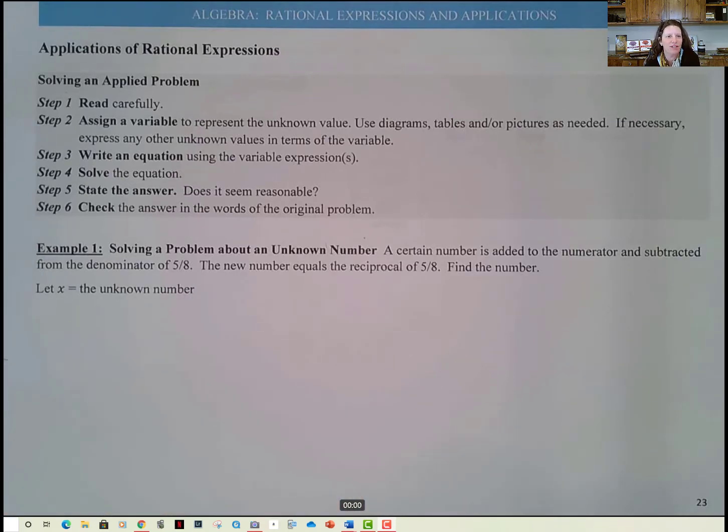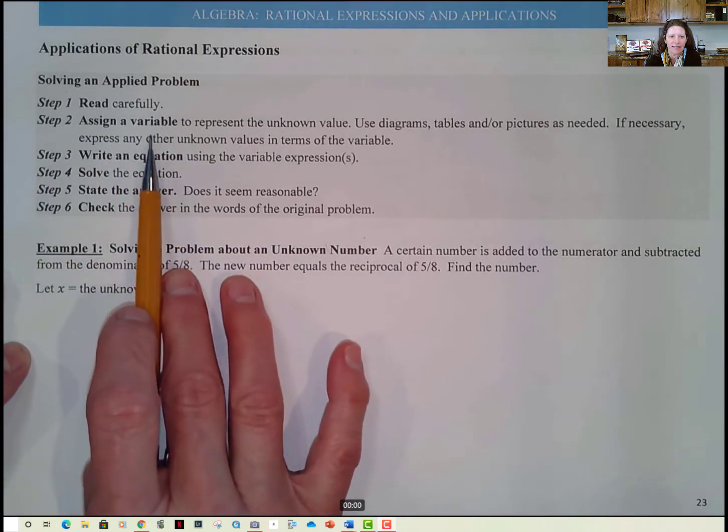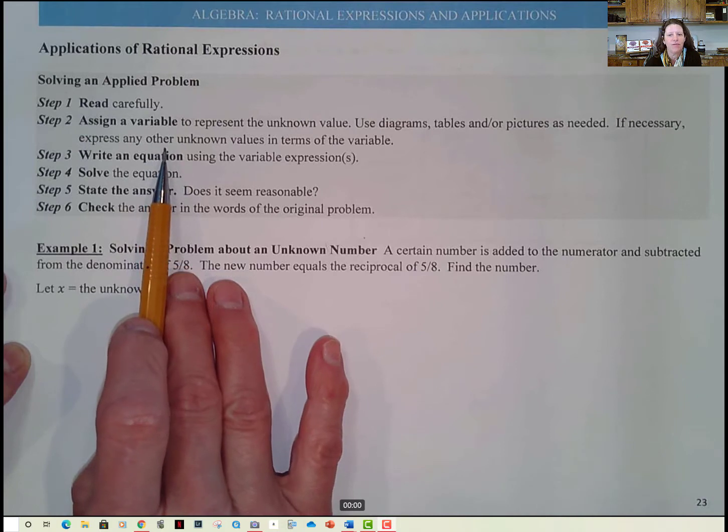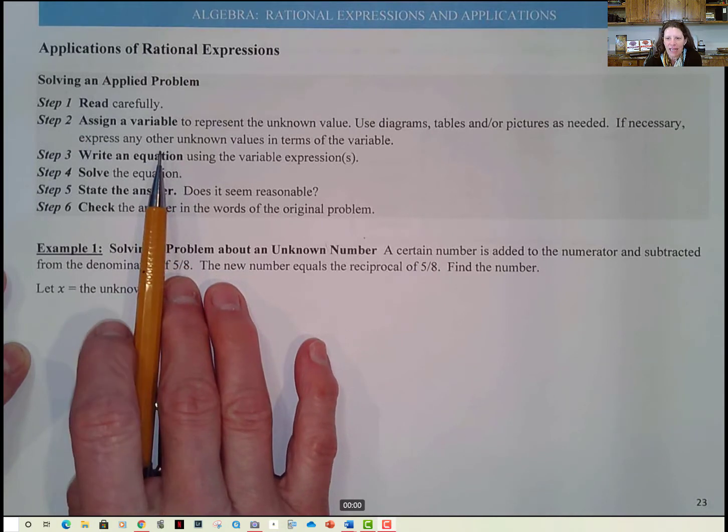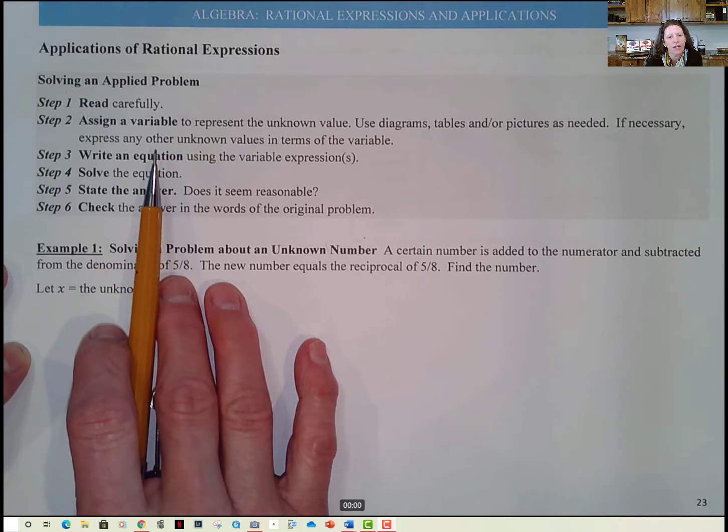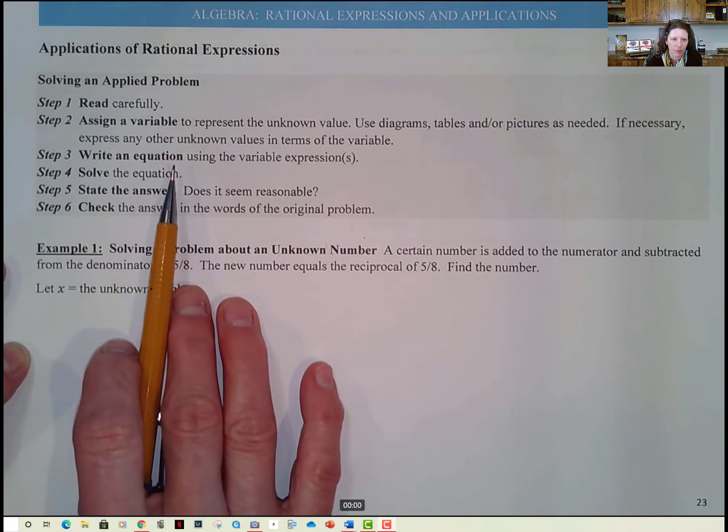In this video we'll solve applications of rational expressions. We'll continue to use our same six-step process that we've used previously. We'll read the problem carefully, assign a variable to represent the unknown value, use diagrams, tables, and/or pictures as needed. If necessary, express any other unknown values in terms of the variable.